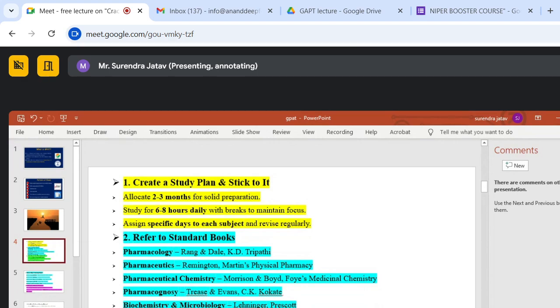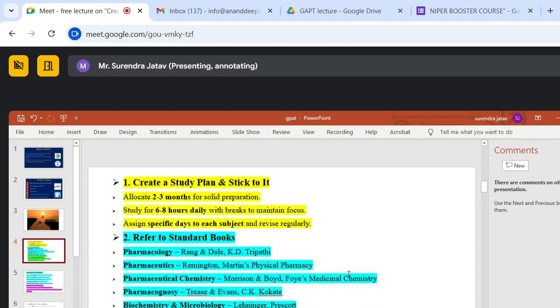I will discuss some different scoring subjects later on. So why I am taking the core subjects, because maximum questions come from these core subjects, the remaining are scoring subjects. What is a core subject and what is a scoring subject, I will discuss later on. So now coming to pharmaceutics, there are books like Remington, Martin, and Physical Pharmacy by Martin.